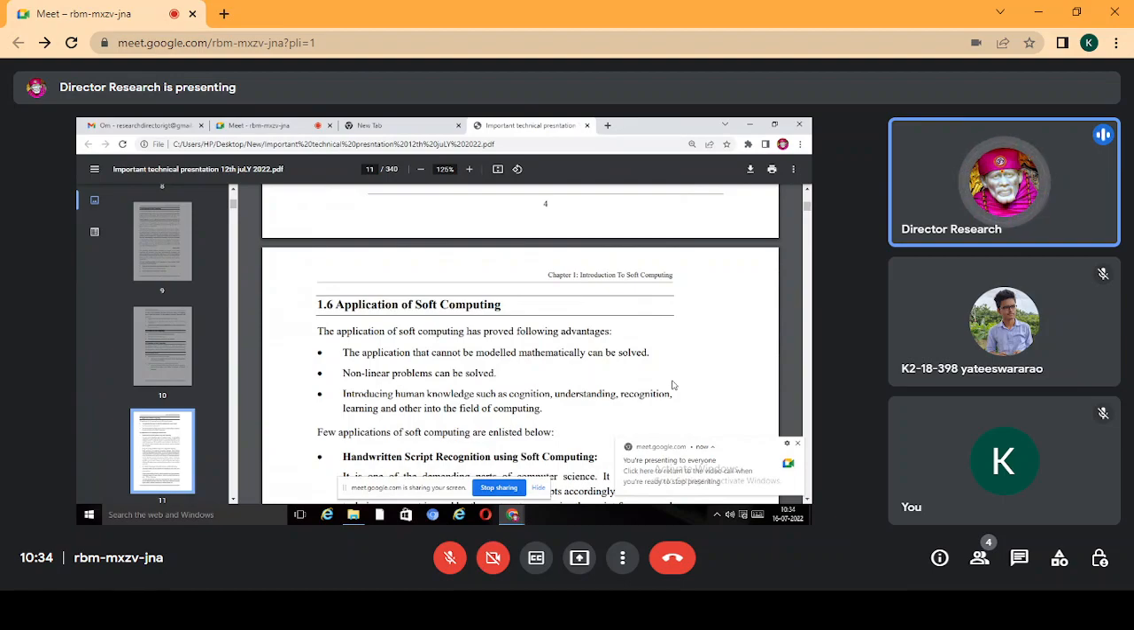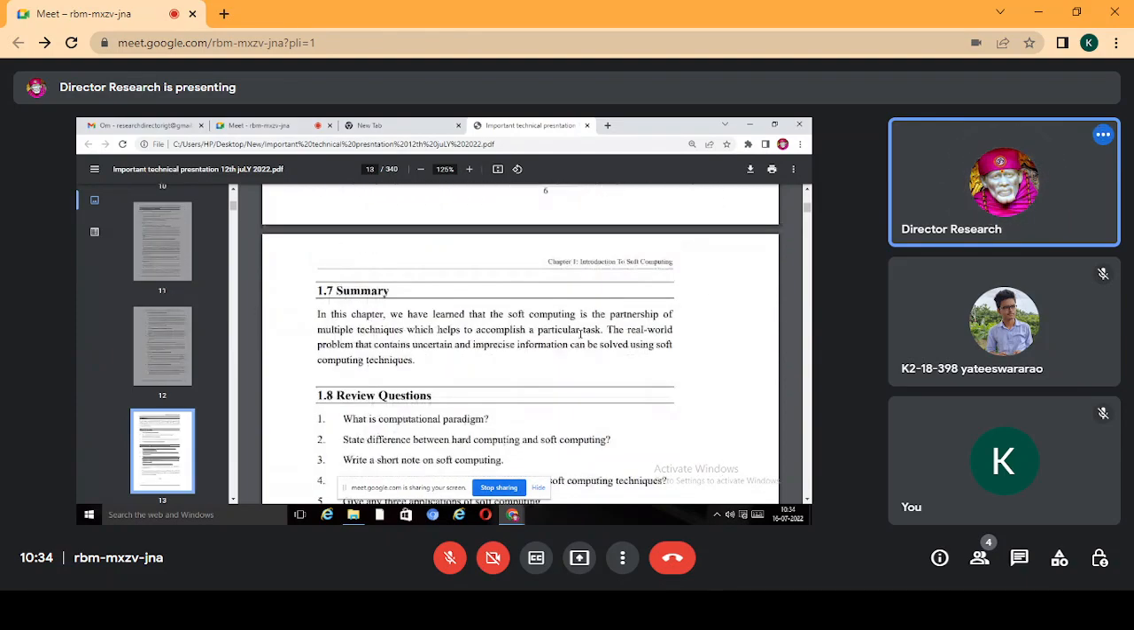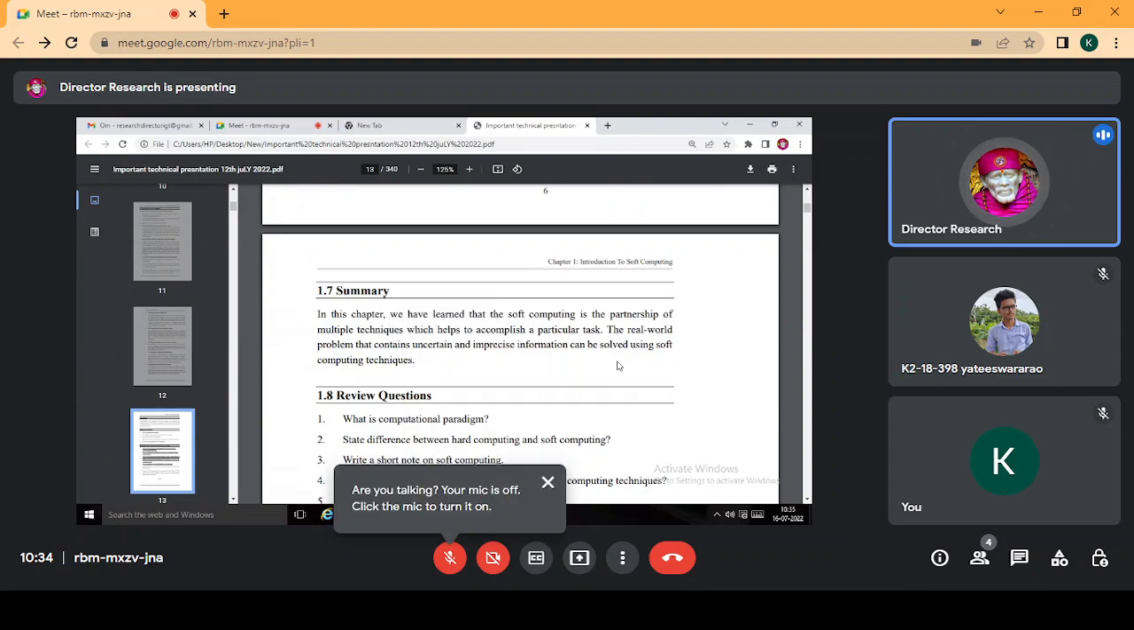Okay, so to get good marks, I am posting the keywords I mention in the message. Based on the keywords, we have to take those keywords into consideration and write most of them in our own words. Applications of soft computing. We have learned that soft computing is the partnership of multiple techniques which helps accomplish a particular task. The real world problems that contain uncertain and imprecise information can be solved using soft computing techniques.